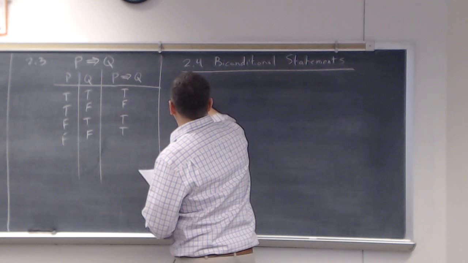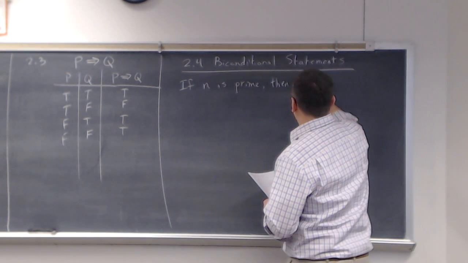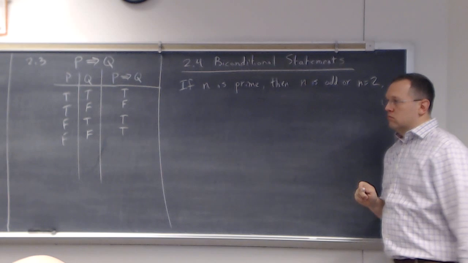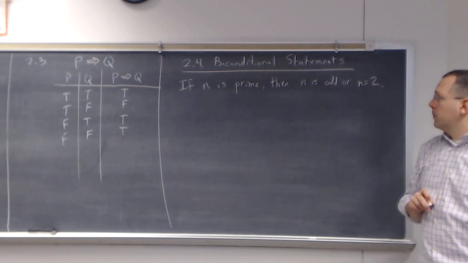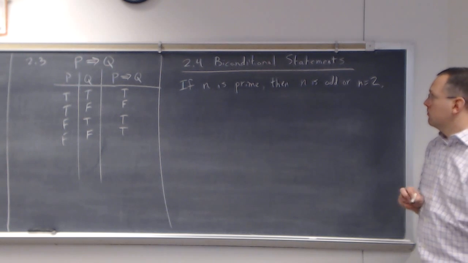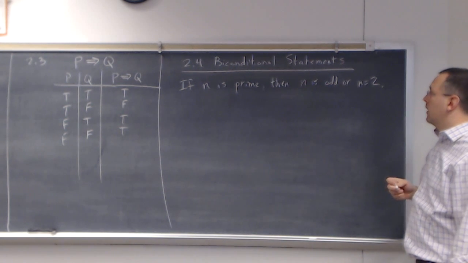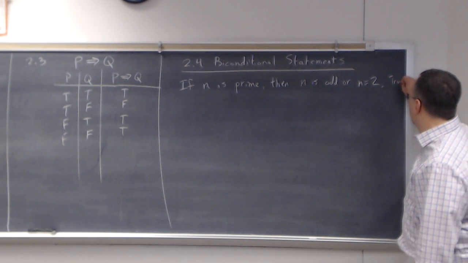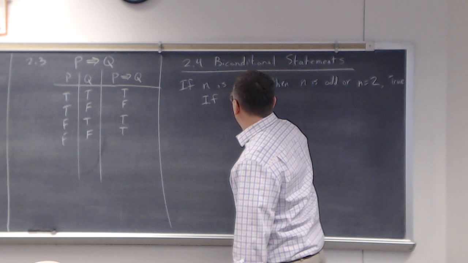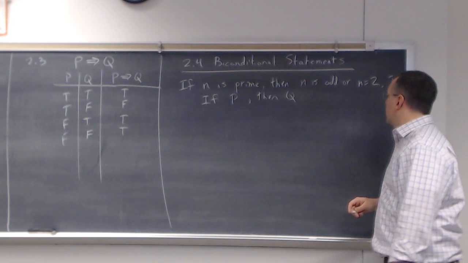So consider this conditional statement. If n is prime, then n is odd, or n equals 2. Okay, so this is a statement. Is this statement true or false? True. It's true. Every prime number is either odd or equals 2. 2 is the only prime number that's not odd. So this is a true statement. This is a conditional statement, if P, then Q, where P is the statement n is prime, and Q is the statement n is odd, or n equals 2.